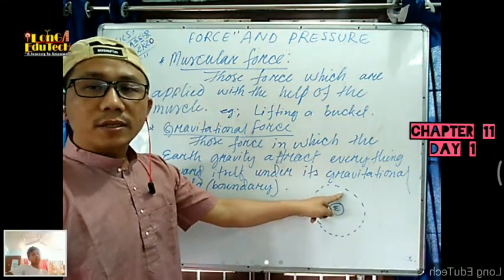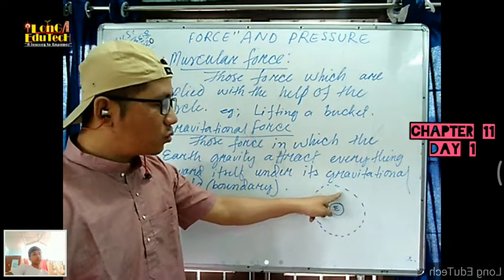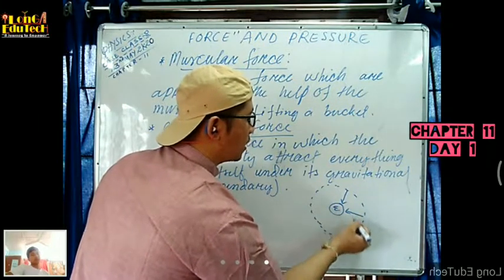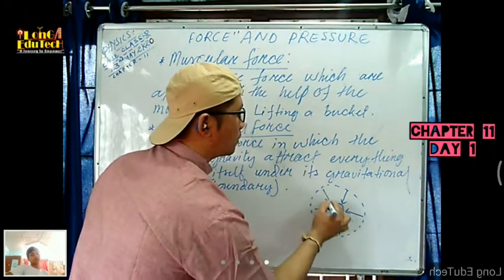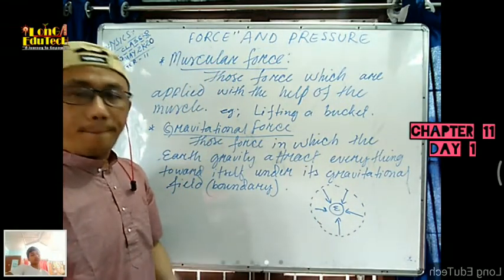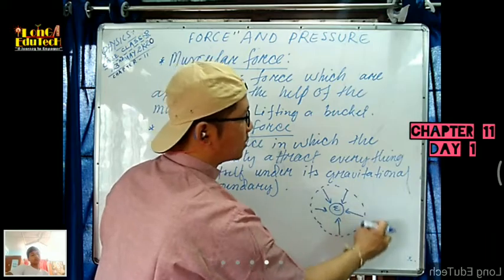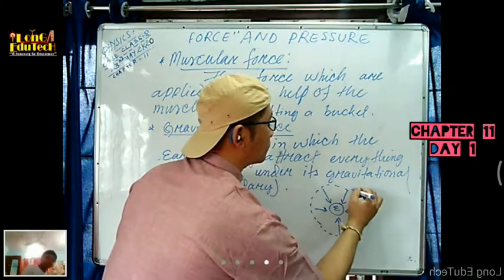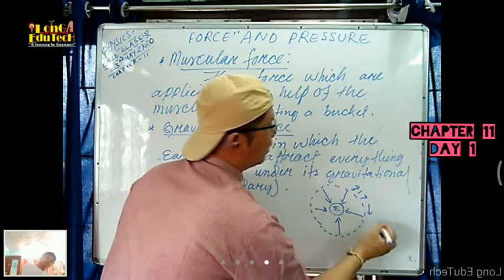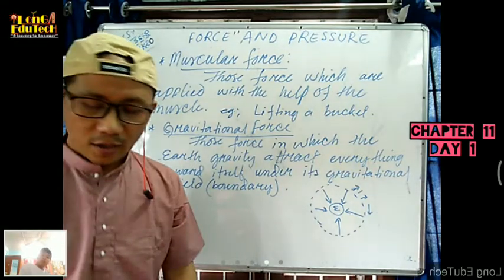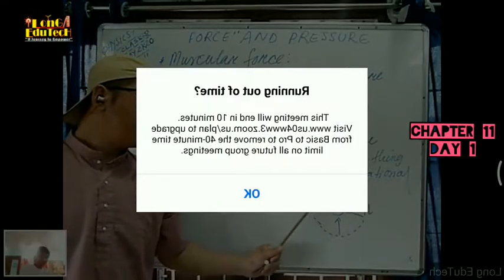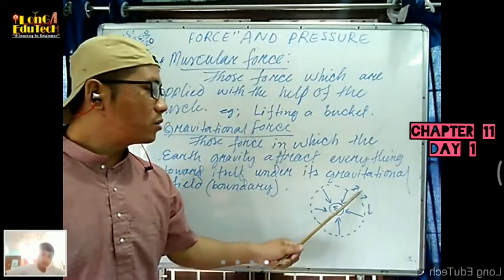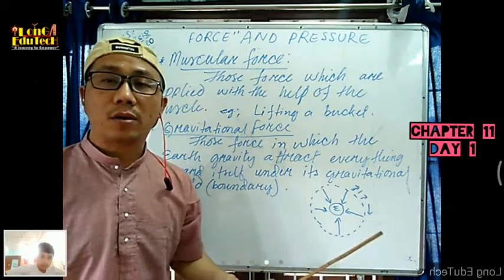Anything which is under this one, it will attract toward the earth. But those which are outside of this gravitational field will not attract; they will fly over, they will float there and out. Keep in mind, those objects which are under the gravitational field of the earth will attract toward the earth, and those outside will not attract. They will float there.